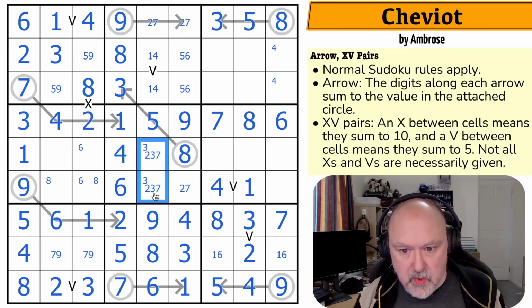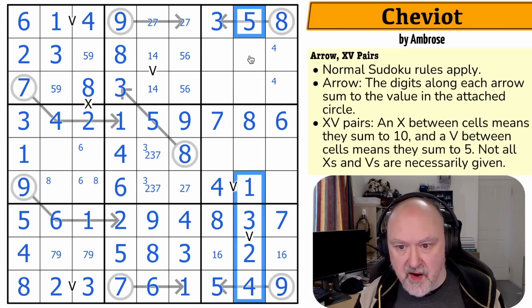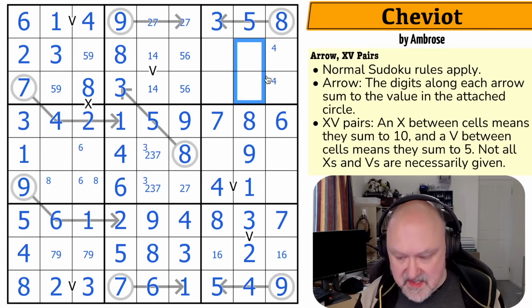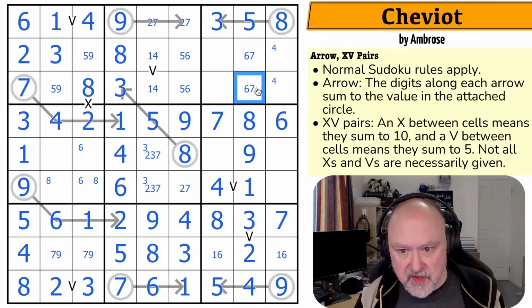Looking for the weak spots. This column, I've got 1, 2, 3, 4, 5. So these are 6, 7, and 9. And there's no 6 or 7 there. That's the 9. So this is a 6, 7 pair with the 7 looking over, making that the 6 and that the 7.